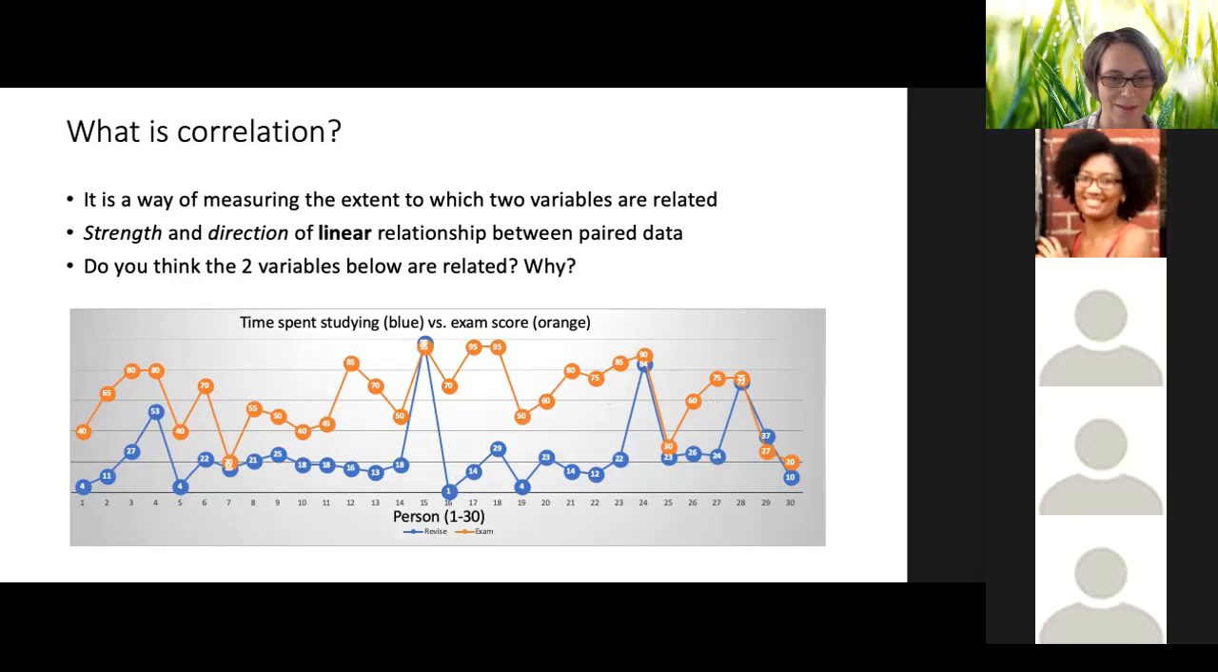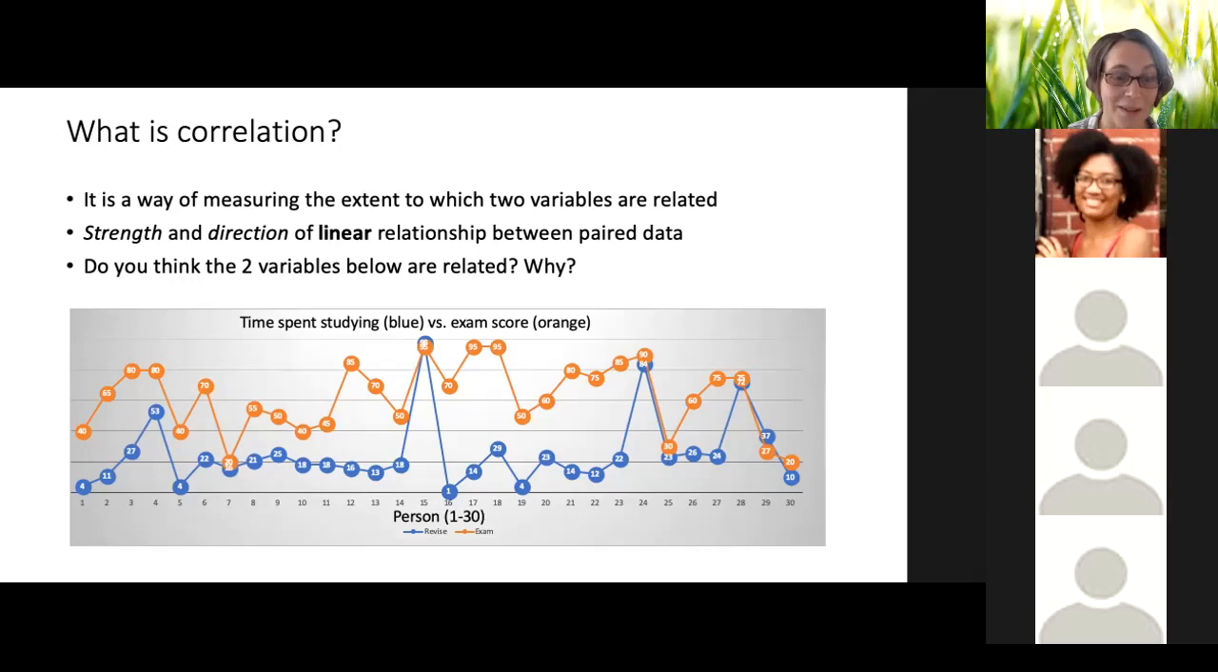Are they correlated? Yes. Yes, okay. Why? They seem to have similar trends, even though the orange line is mostly always higher. It also goes down at the same time as the blue line.